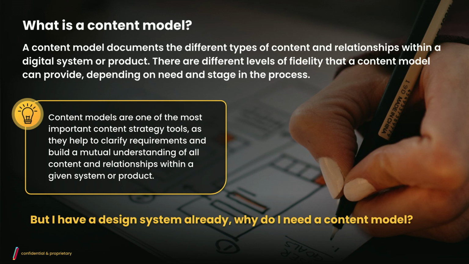So what is a content model? A content model documents the different types of content and relationships between content in a digital ecosystem. This can be for a website, this could be omni-channel. Your content model can cross many channels as well. It doesn't have to be for one system or one product. There are different levels of fidelity, as I had mentioned. We will dive into those a little bit later. I'll show you some examples of conceptual models, system models, and data models.